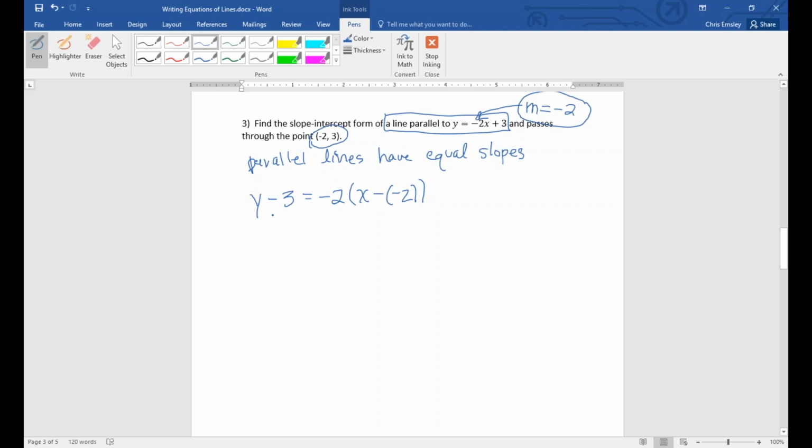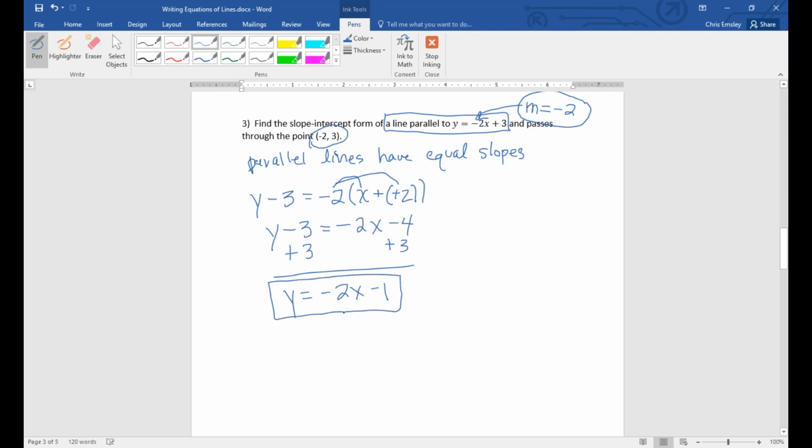This time it asks for slope-intercept form, so we need to move things around a little bit. Well, these two negatives, first of all, will cancel each other, so we'll get an x plus 2 in there, and I'll distribute this -2. And for slope-intercept form, we would want to solve for y. And the equation of the line we're looking for is y equals -2x minus 1. And since our line is in slope-intercept form, we can see we have -2 for a slope here and -2 for the slope of the line we were parallel to. So that works out. Everything checks.